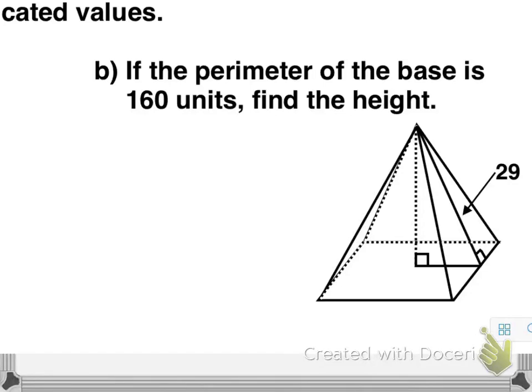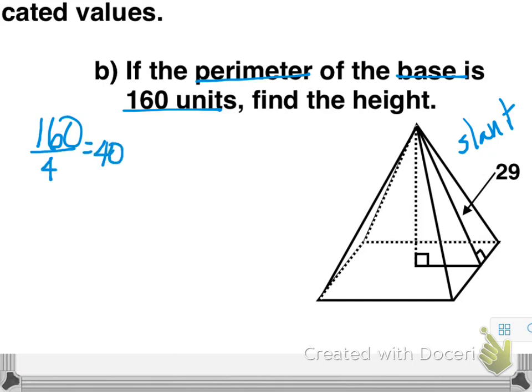Okay, looking at this example, it is important that we read all the information that's given before we get started. All they gave us in the picture is the slant height. 29 does represent the slant height. So if the perimeter of the base is 160 units, and we're looking at a square-based pyramid, then we know that each side has to be the same. And since there's 4 sides, 160 divided by 4 is 40. So we know that the base edge is 40.